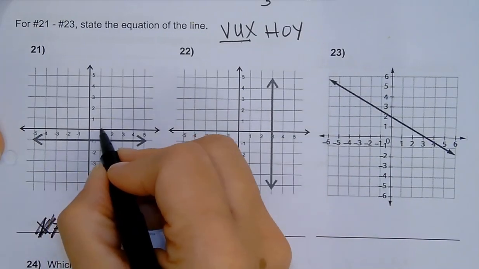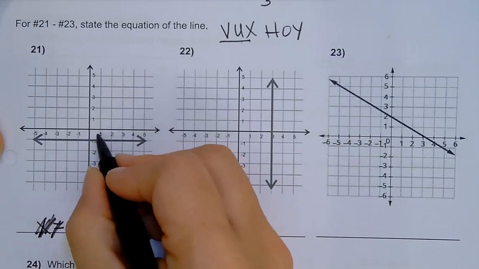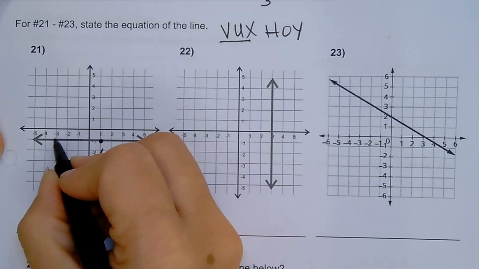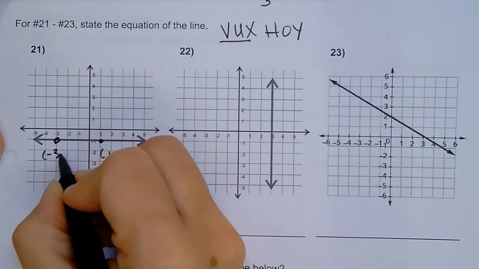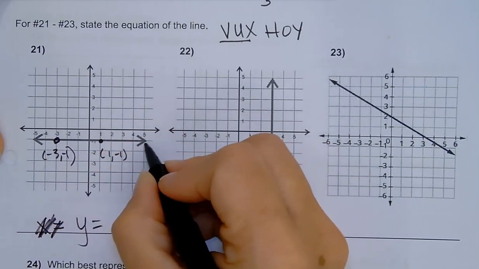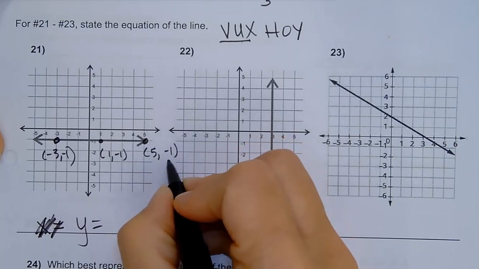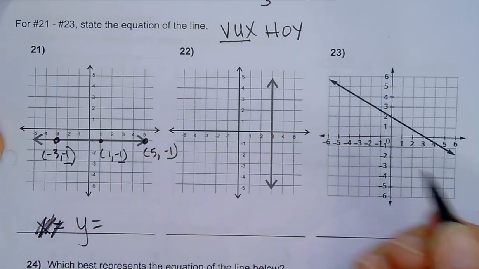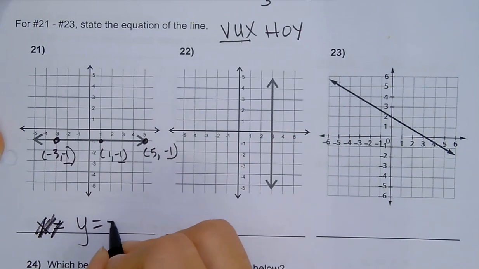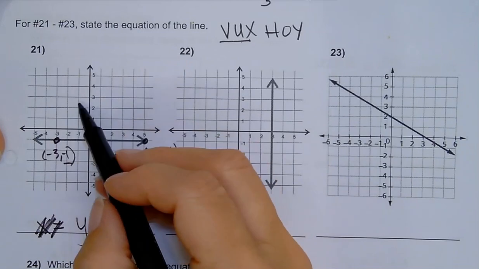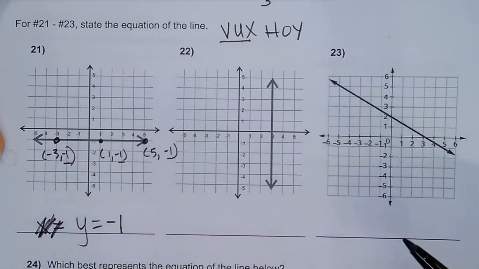So notice, if I'm looking at this point, that is the point (1, -1), right? This point is (-3, -1). This point is (5, -1). Notice that every single time, my y value is the same. My y equals -1, okay? So the way I write an equation for this horizontal line, a hoi line, is y equals -1.